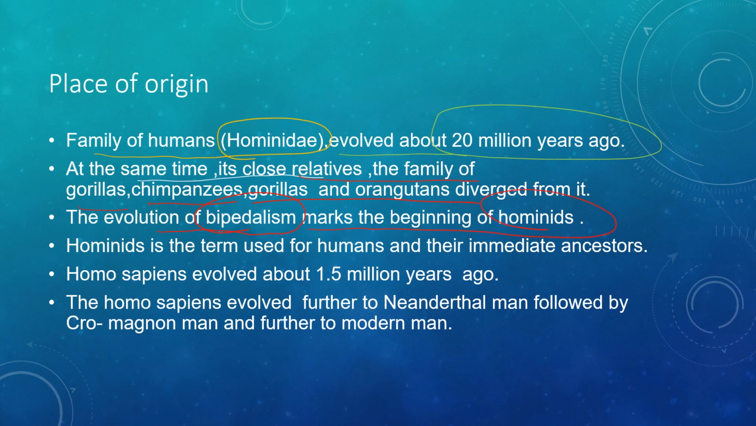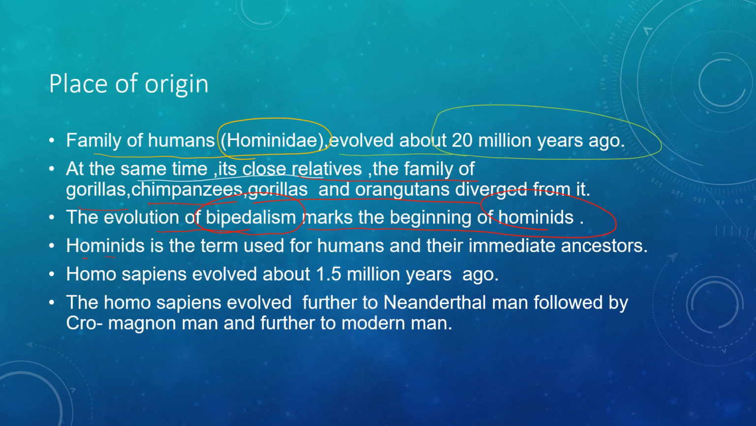The evolution of bipedalism, that is walking on both legs, marks the beginning of hominids. Previously, these close relatives, the chimpanzees, gorillas and orangutans, walk on four legs only, using both the forelimbs and the hind limbs for walking. But as evolution started, the first beginning marked bipedalism, when our ancestors started to move on their own two feet, and that is the beginning of the hominids.